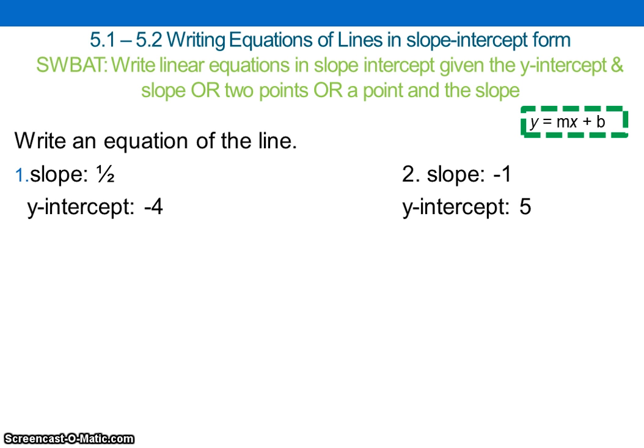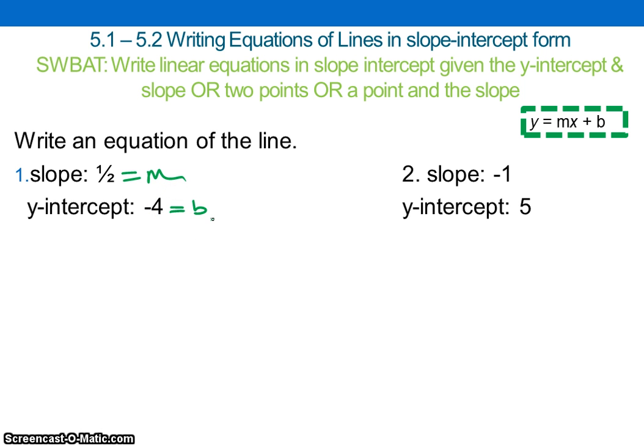So we're going to start off with number 1, where we're going to write the equation of the line, and we're going to use the slope-intercept form, y equals mx plus b. So Miss Fitzgerald, what does m stand for? M stands for slope, just like it did in chapter 4. So we know that 1/2 stands for our m. What's the b, Miss Fitzgerald? I think it's the y-intercept. Correct! So we know that y-intercept -4 is our b.